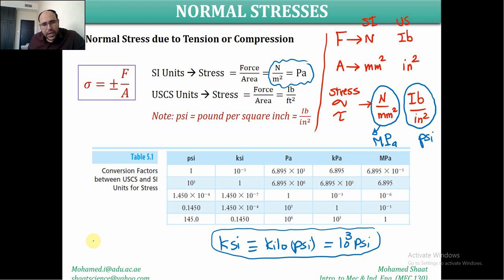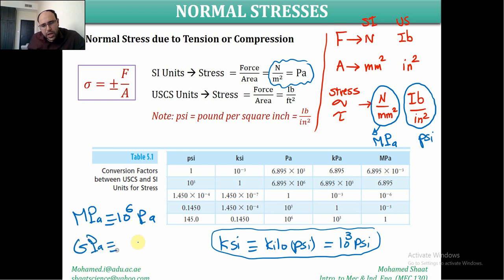Also, you should understand that the megapascal is equivalent to 10 to the power 6 Pascal. For example, 1 megapascal is equivalent to 10 to the power 6 Pascal, because to get rid of the prefix, as we discussed, you multiply by its value, which is 10 to the power 6. So the megapascal is equivalent to 10 to the power 6 Pascal. Make sense?